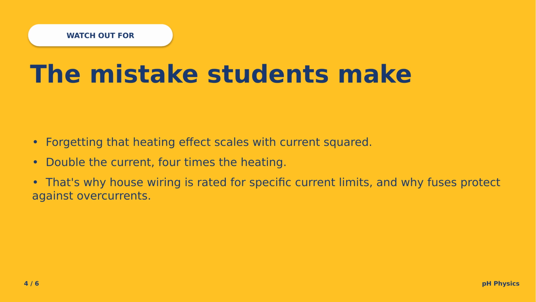Common slip, forgetting that heating effect scales with current squared. Double the current, 4 times the heating. That's why house wiring is rated for specific current limits and why fuses protect against overcurrents.